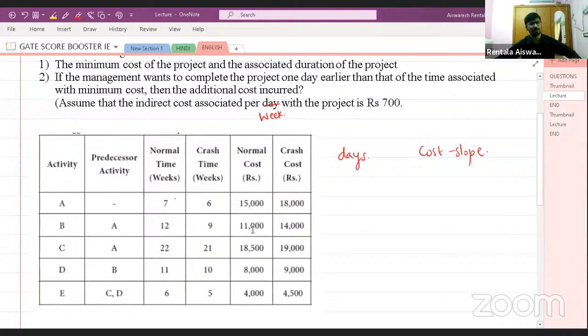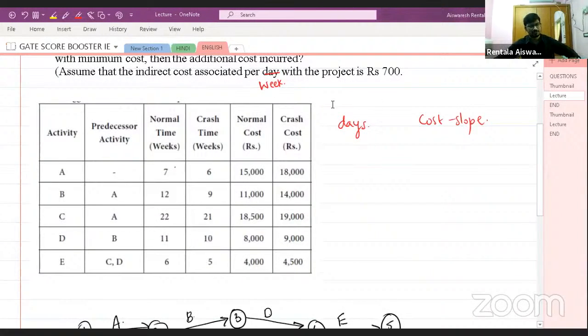Now let us find out this number of days. Normal time is 7 and crash time is 6. So 7 minus 6 will be 1. That means maximum you can crash this particular activity by 1 day. So there will be some restriction. If nothing is mentioned in the question, you can crash as you wish. You can see the GATE previous year questions where they have not mentioned this particular data. If this limit is not mentioned, then it is your wish, you can crash as many days as possible, depending upon the situation.